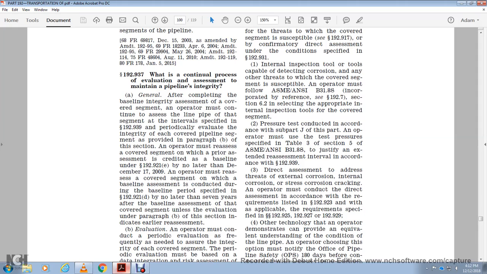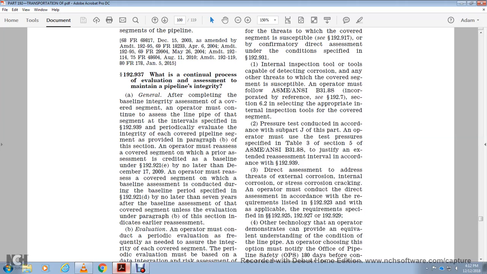192.937: the continual process of evaluation and assessment to maintain the pipeline's integrity. Generally, after completing the baseline integrity assessment of the covered segment, the operator must continue to assess the pipeline segment at the interval specified in 192.939 and periodically evaluate the integrity of the covered pipeline, as provided in paragraph D of this section. The operator must reassess the covered segment when the prior assessment is credited as the baseline under 192.921 by no later than December 17, 2009.